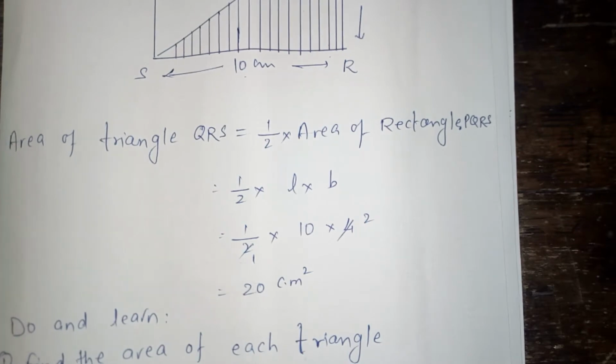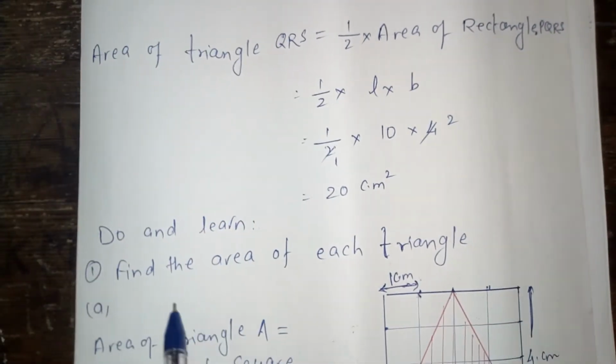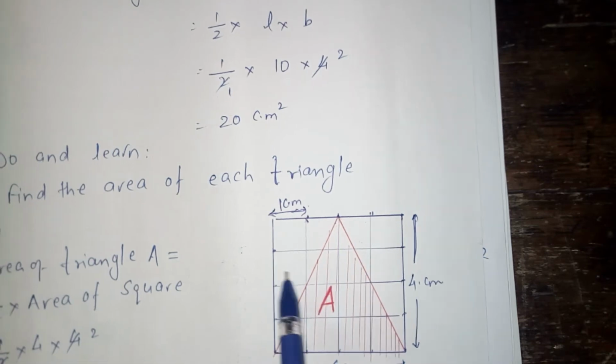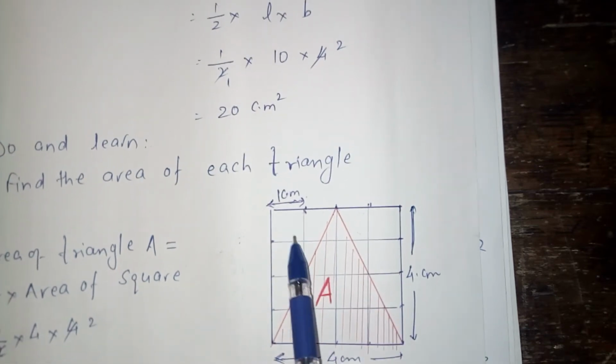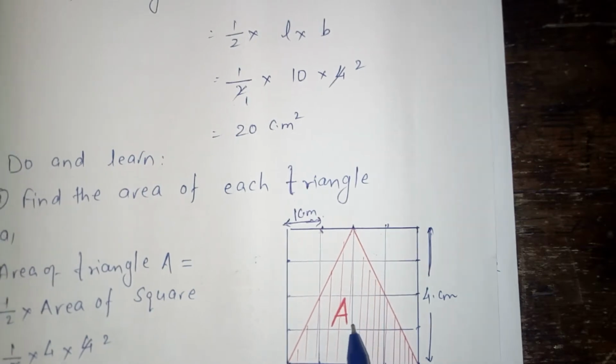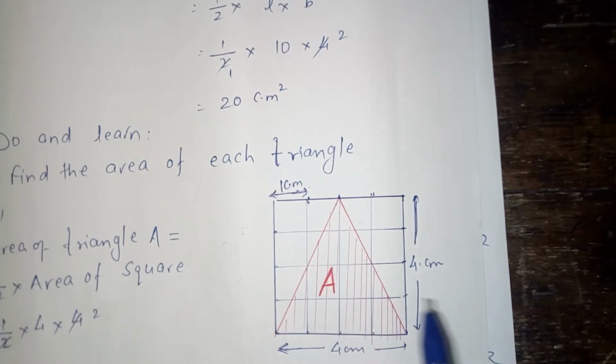All these problems depend on your book. Do and learn: find the area of each triangle. I made this figure according to your book. Now in this figure, as you are looking, we will find the area of triangle A. A is the area of the triangle.